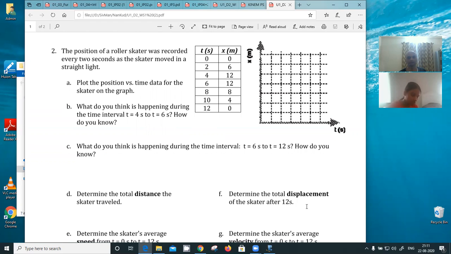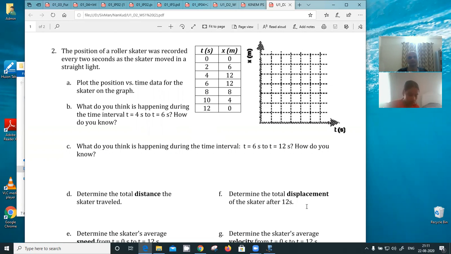Okay. So when t equal to 0, what is the position? X equal to 0. At t equal to 12, what is the position? X equal to 0 also. So it has not effectively traveled anywhere. Okay. So displacement is 0. So what is the displacement between 0 and 4 seconds? At 0 seconds, it's at 0 meters, and at 4 seconds, it's at 12. So displacement is 12 meters.